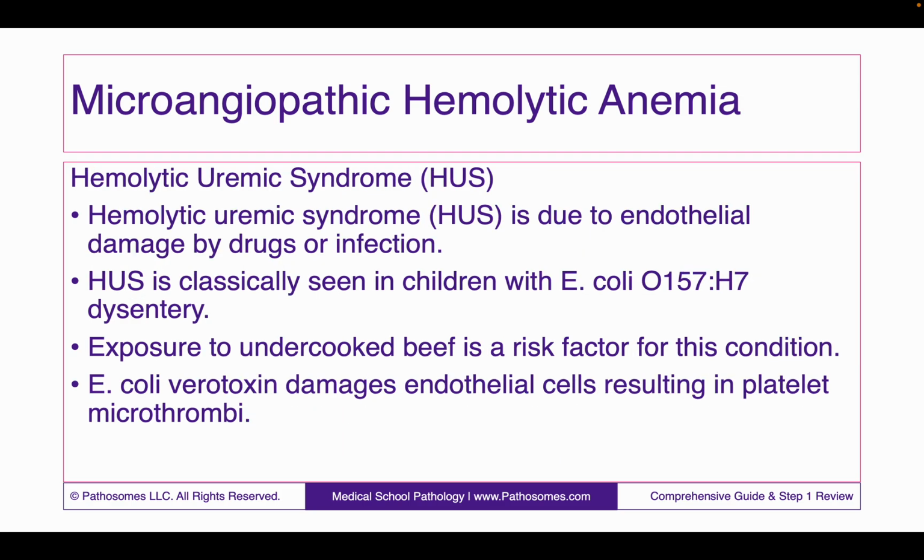Hemolytic Uremic Syndrome is due to endothelial damage by drugs or infection. Hemolytic Uremic Syndrome is classically seen in children with a certain type of microbial infection, usually E. coli O157:H7 dysentery. Now, if they're exposed to undercooked beef, that's a risk factor for this condition. Also, E. coli verotoxin damages endothelial cells, resulting in platelet microthrombi.